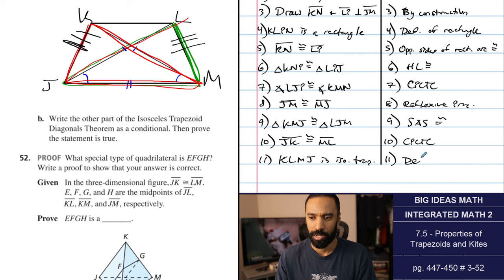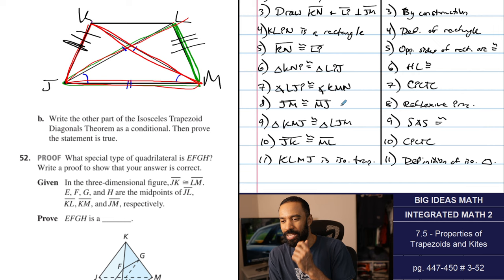I cannot write. I'm trying to write so fast here because I feel like I'm at the end, but I've been at the end for so long. There we go. Okay. I love doing the review ones because there's so few proofs. All right, I think that was good enough.